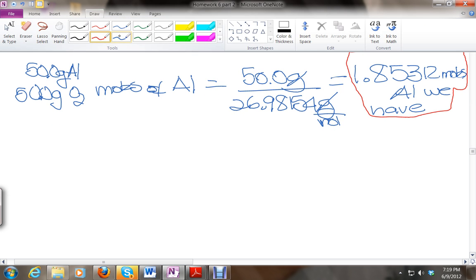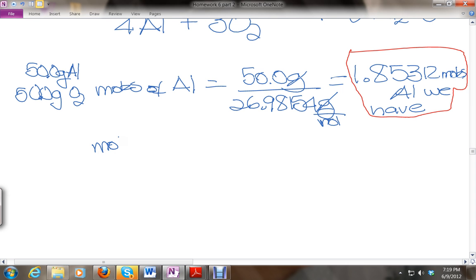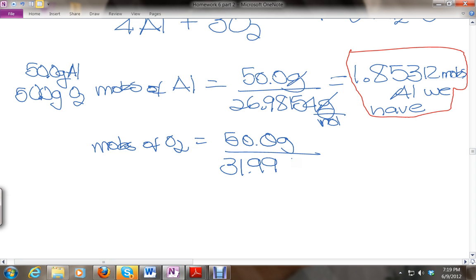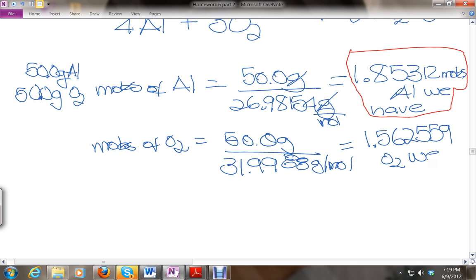Now for oxygen, moles of O2 would be equal to 50.0 grams divided by 31.9988 grams per mole. And it gives you 1.5625559. This is the O2 we have.